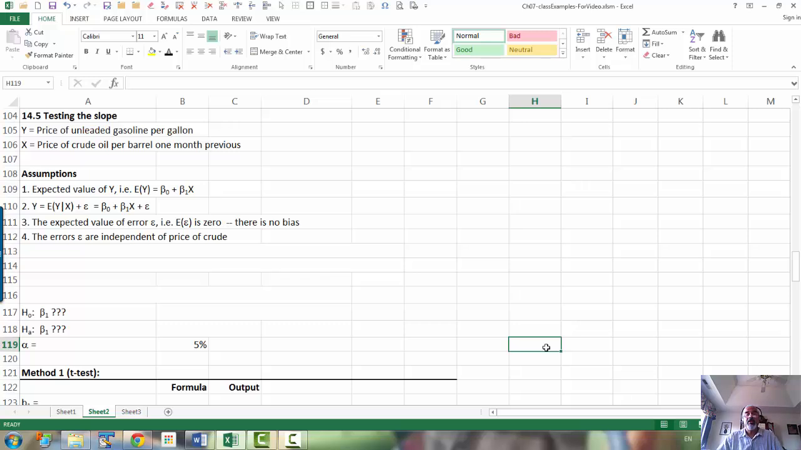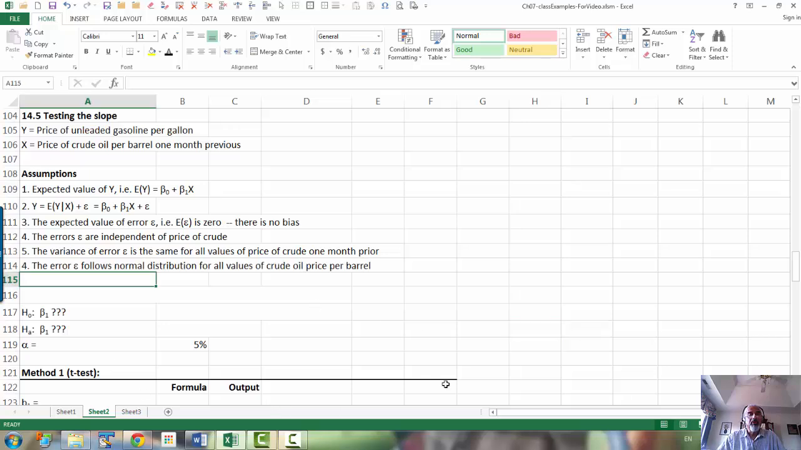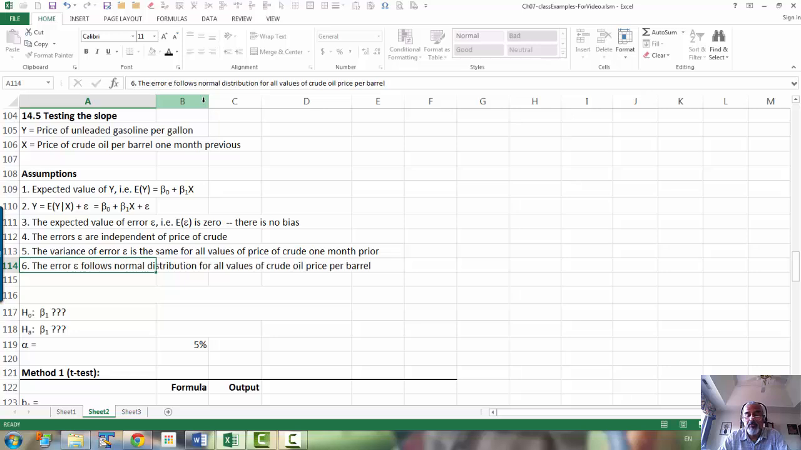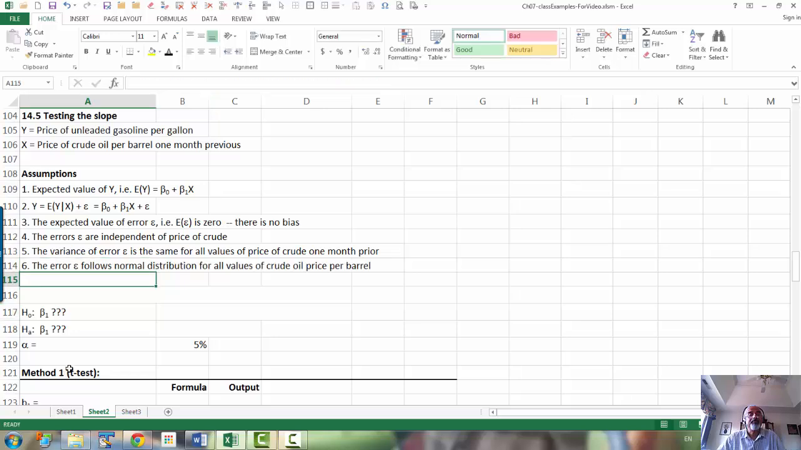This is the assumption that may be a problem. We will look at this later on. So the variance of the error term is the same irrespective of the value of X. And number 4 is the error term follows normal distribution for all X values, the crude oil price per barrel. That's the 6th assumption.